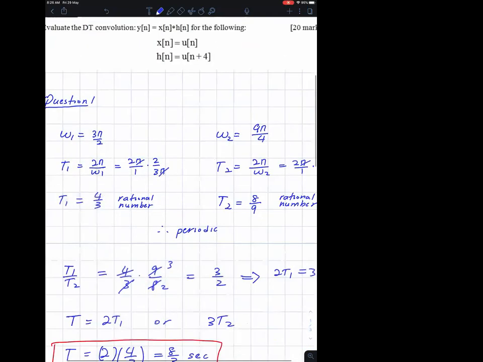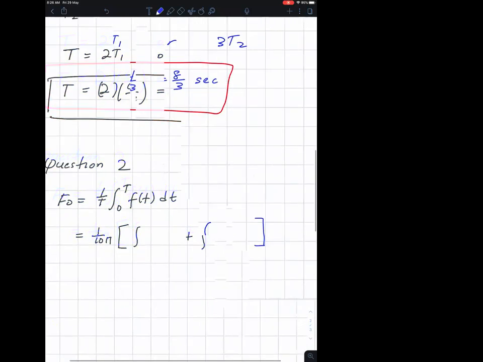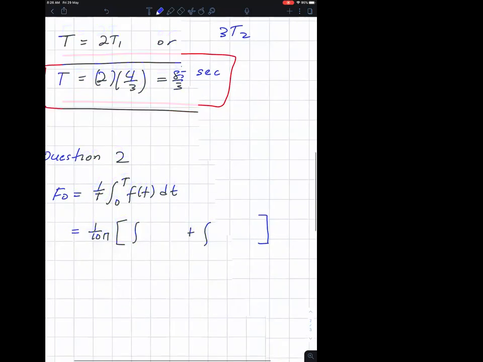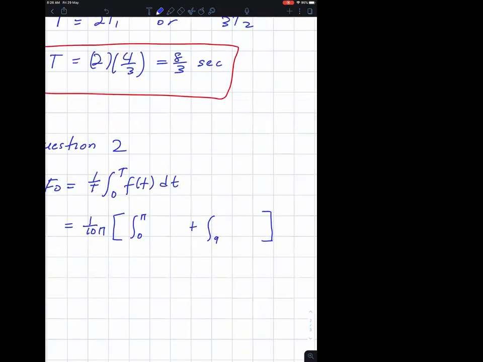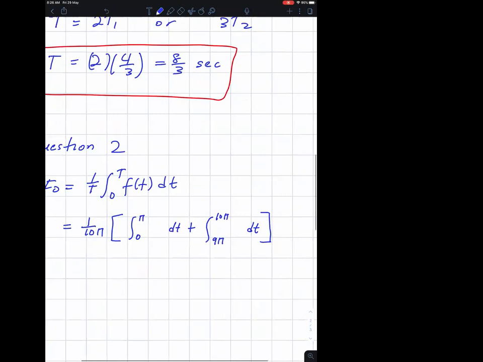Zero to pi. And one is 9 pi to 10 pi. In this interval, what is the amplitude of the signal? From 0 to pi, the amplitude is 1. And also from 9 pi to 10 pi, the amplitude is still 1.